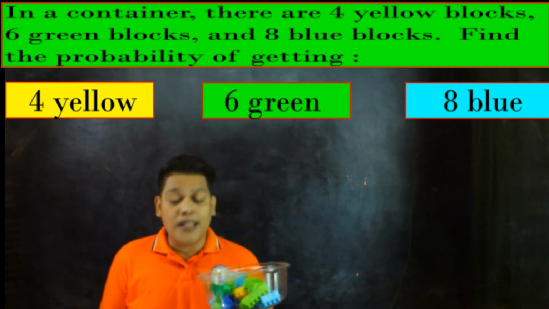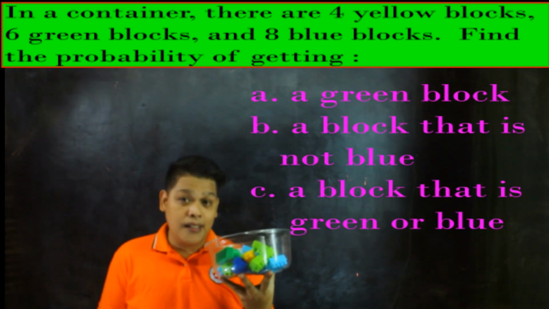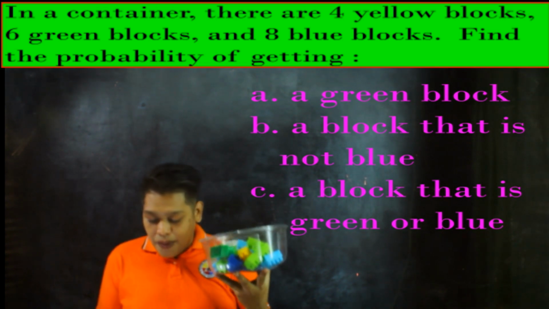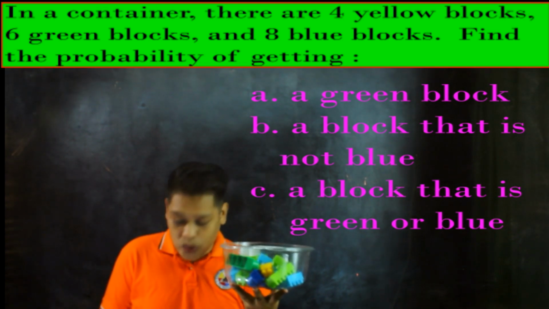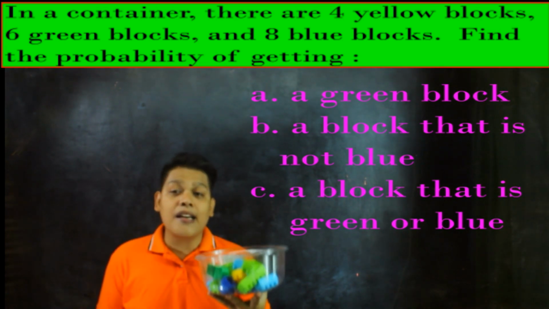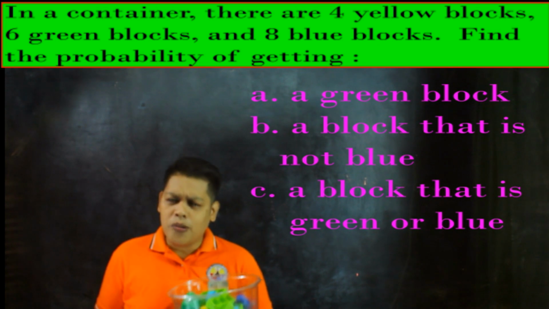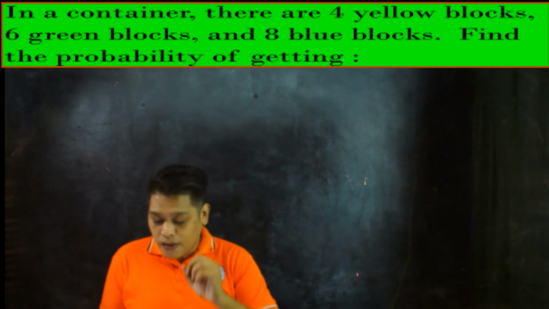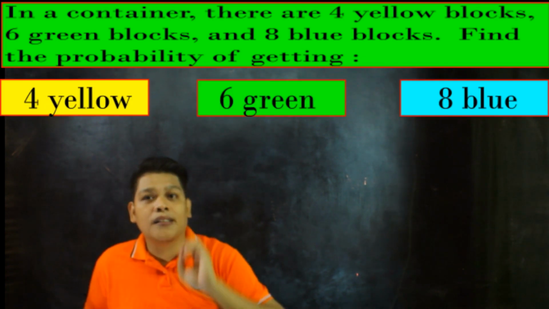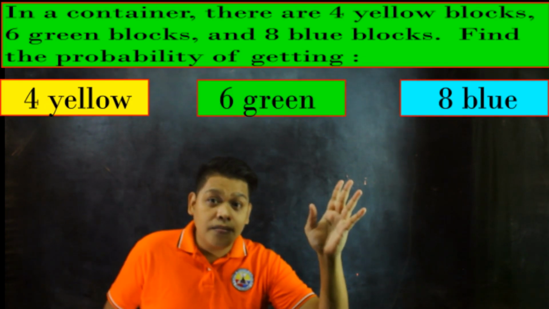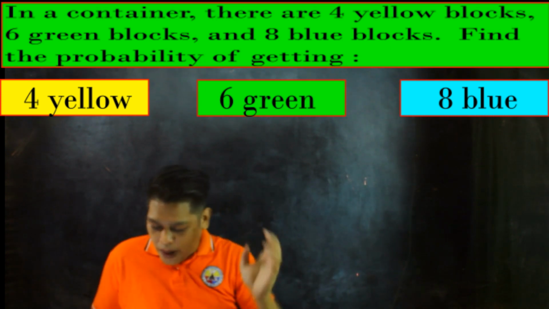Find the probability of getting letter A, a green block; letter B, a block that is not blue; and then letter C, a block that is green or blue. So we will answer this. Again, given 4 yellow blocks, 6 green blocks, and 8 blue blocks.